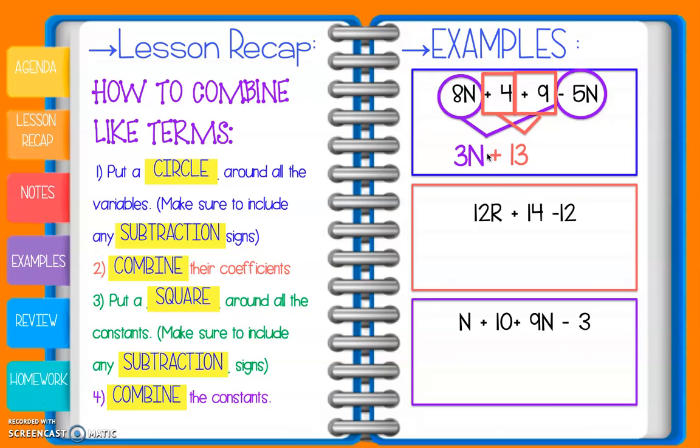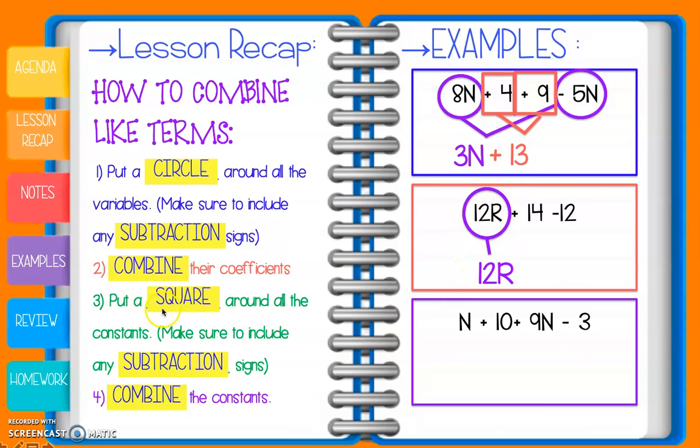Let's take a look at the example in the pink box. We have 12r plus 14 minus 12. The first thing we're going to do is put a circle around our variables. I'm going to circle 12r because it contains a variable. As I look through the rest of my expression, there are no more variables to combine with it. Since there are no more variables to combine, I'm just going to drop down that 12r. It's going to stay exactly the same. I didn't add anything to it. I didn't take anything away.